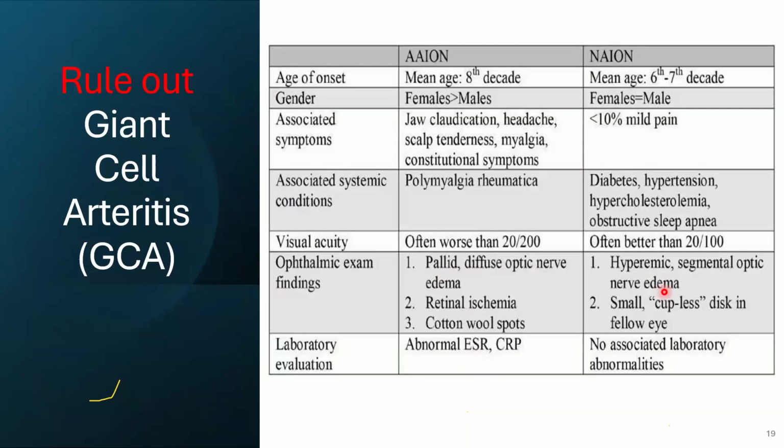In NAION, the patient will not have the GCA symptoms. They have ischemic risk factors like diabetes, hypertension, or they might have obstructive sleep apnea, which is one of the risk factors for NAION. And the vision is usually better than 20/100. If you examine the other eye, you will have a small cupless disc in the fellow eye. If you see a patient with diabetes, hypertension, no GCA symptoms, and a small cupless disc in the other eye, it's less likely to be GCA. It's most likely to be NAION.